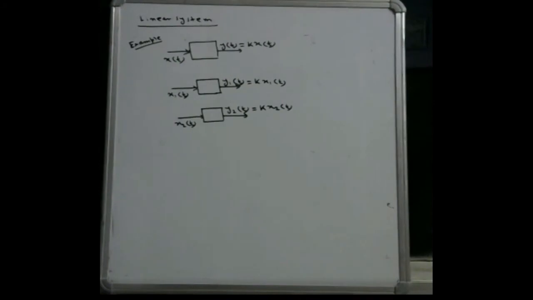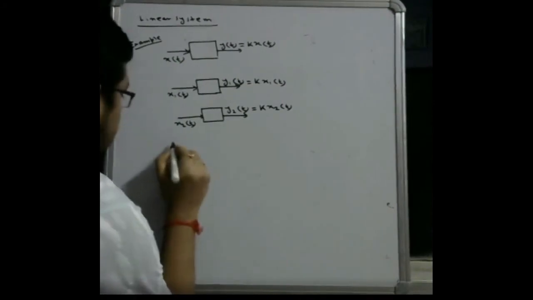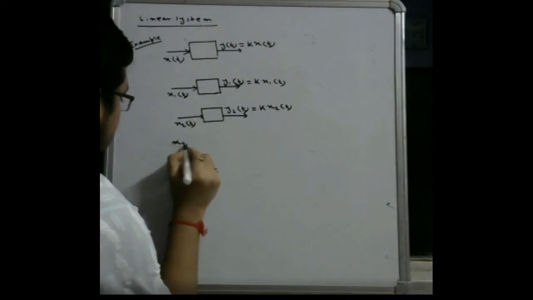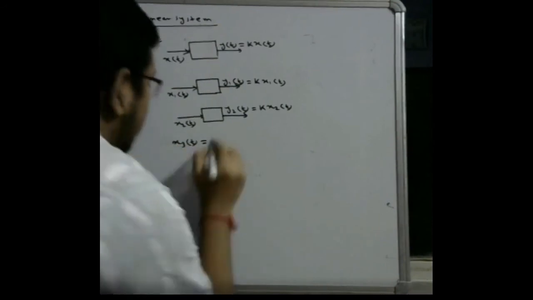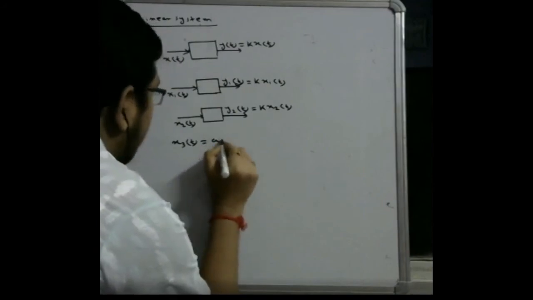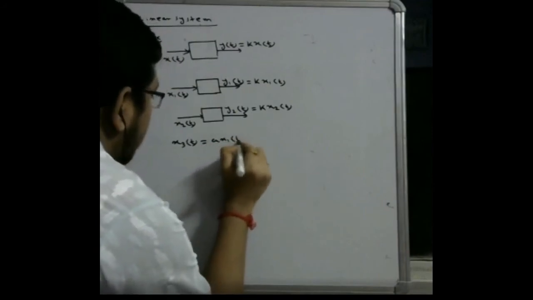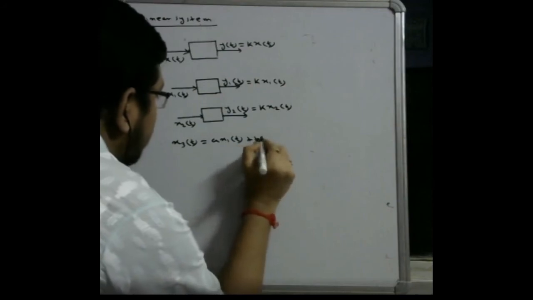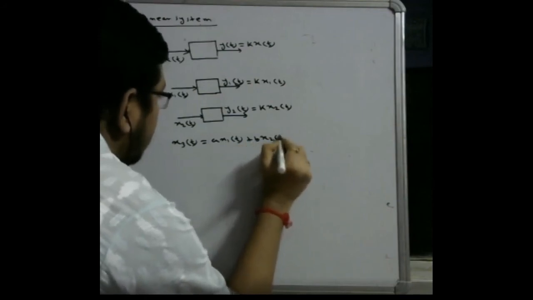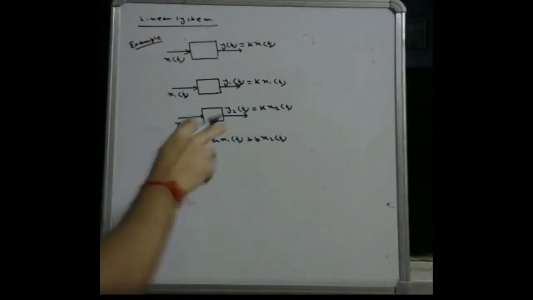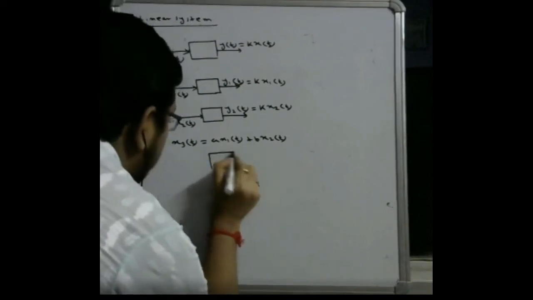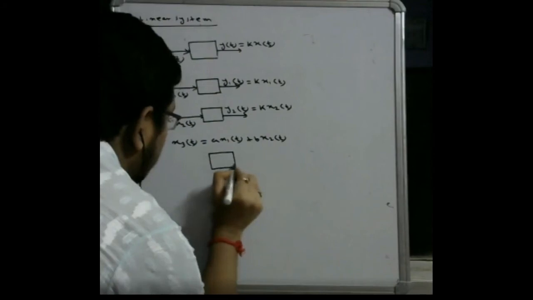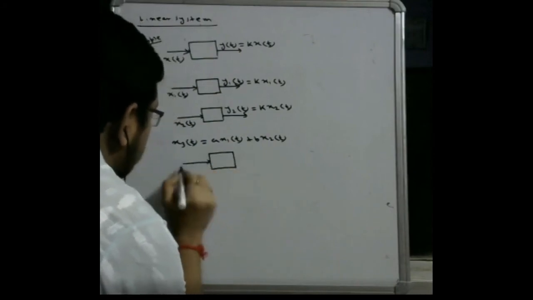Now suppose we have another input, x3(t), and this x3(t) is a x1(t) plus b x2(t). This type of input is now applied to the system, and the corresponding output, suppose, is y3(t).